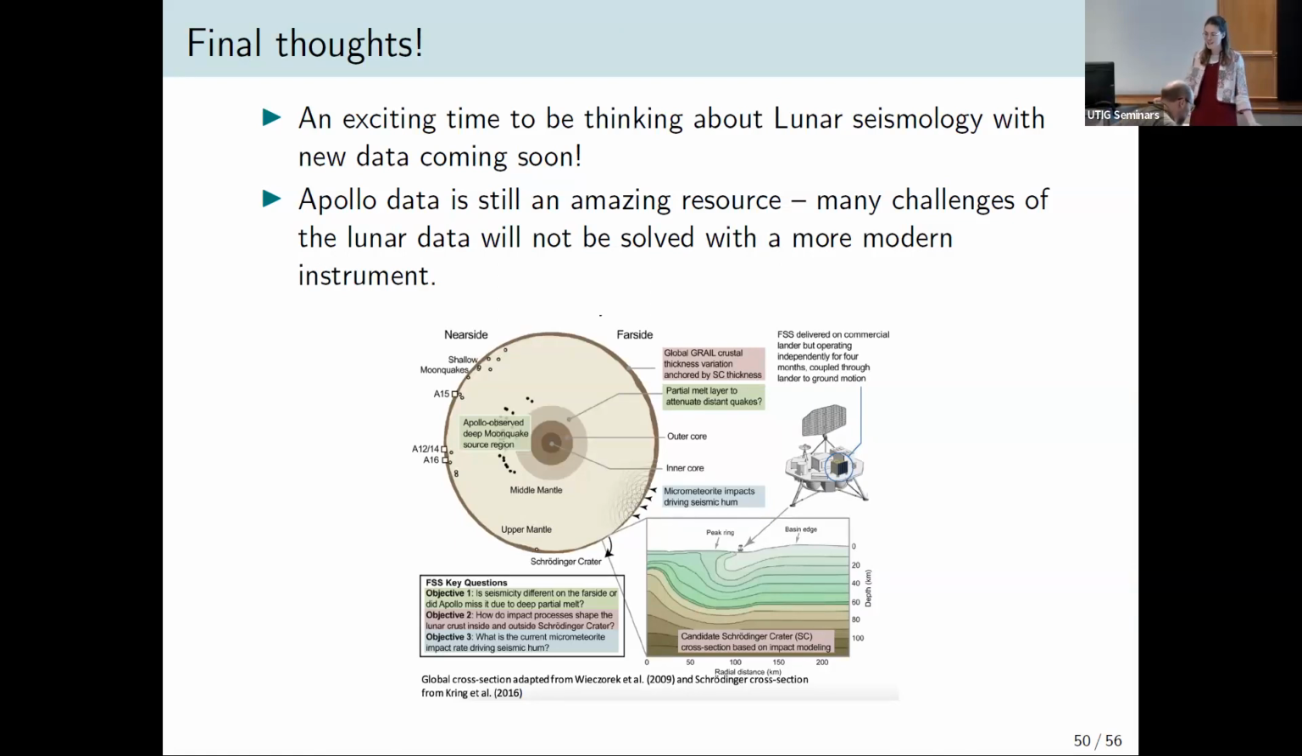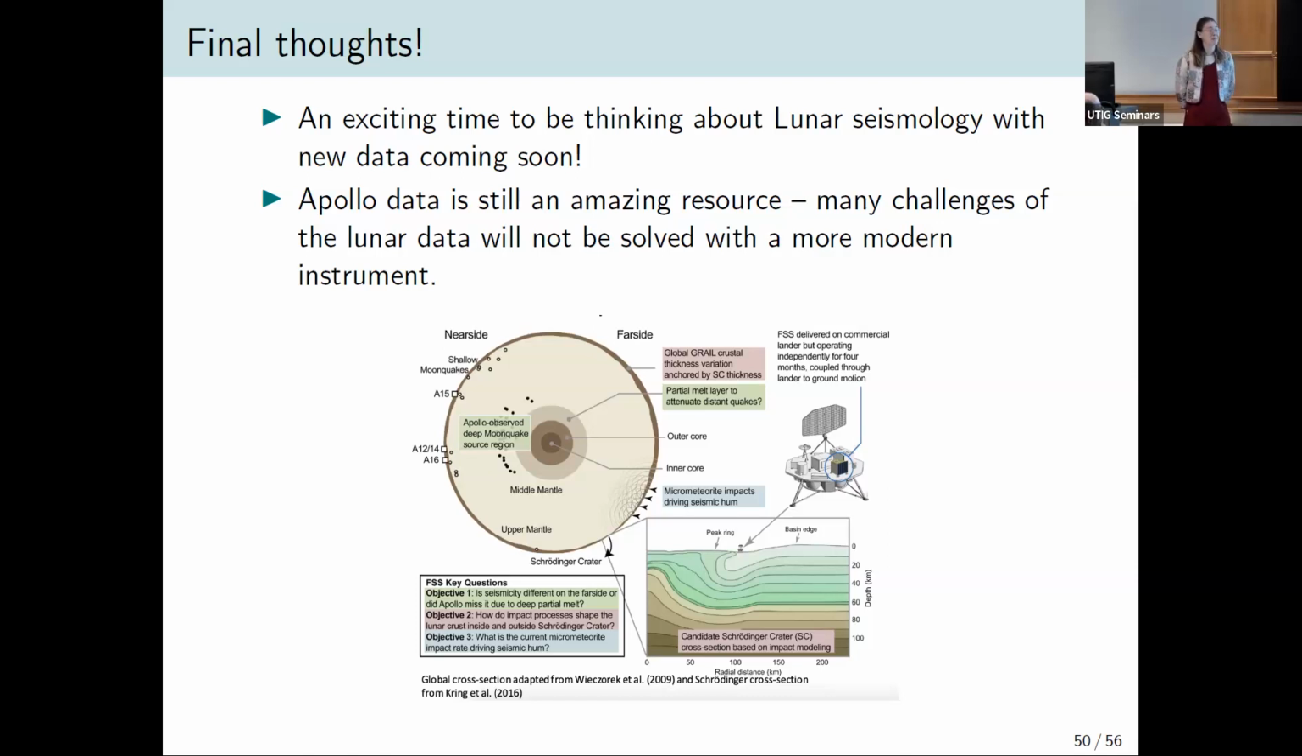It's an exciting time to be working on the lunar seismic data because we're getting a new instrument. And everybody who works in planetary science is always excited when you get a new instrument or a new mission. And this is going to be amazing. It's going to be the first recording on the far side. And it's going to be like a million times better. It's a modern instrument that's being placed on the moon.